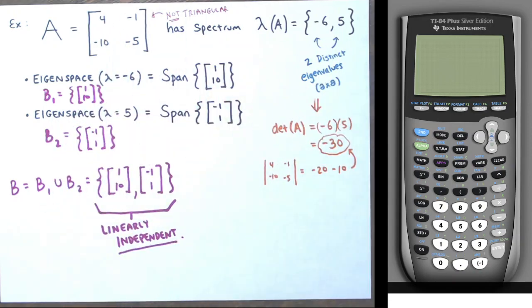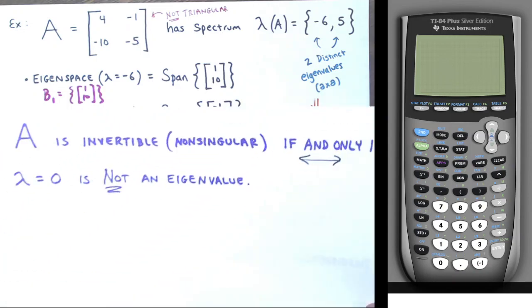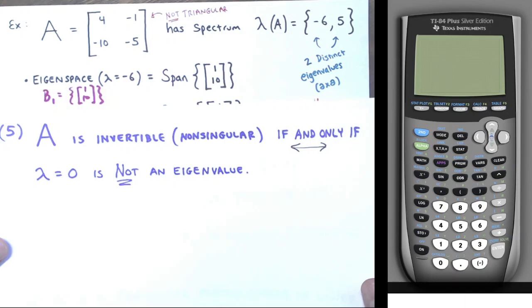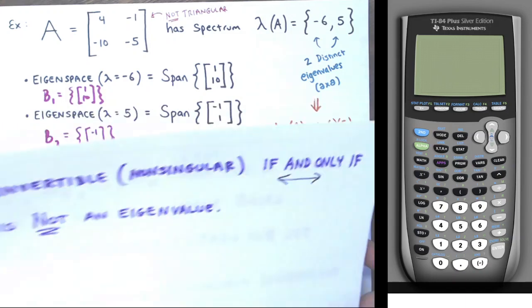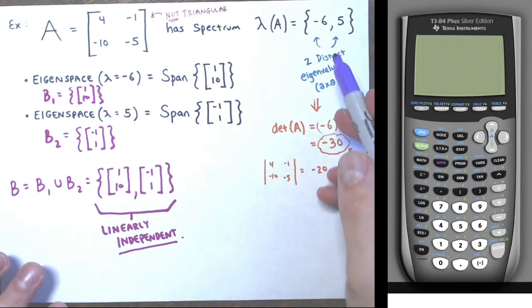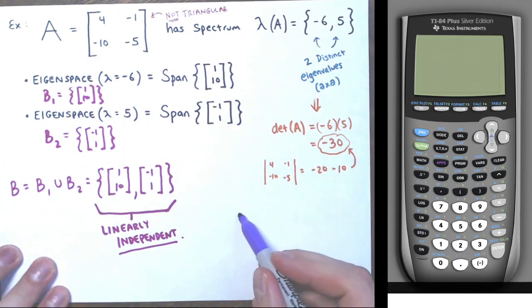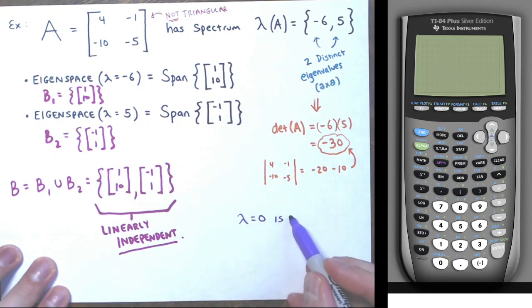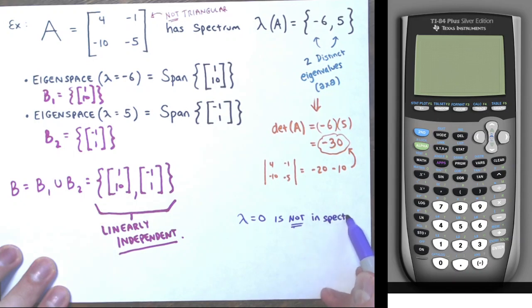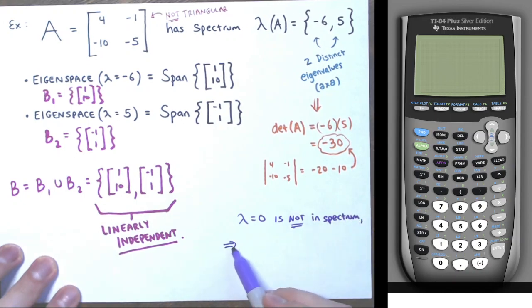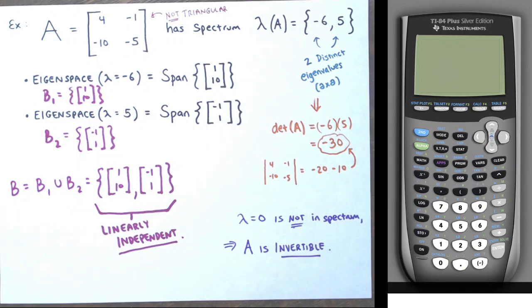And then finally, the fifth statement for this. Again, A is invertible if and only if 0 is not an eigenvalue. So I'm saying in the spectrum up here that it's clear that 0 is not an eigenvalue, or not in the spectrum. So A is, again, invertible. And you can find its inverse, and that would be pretty easy to find here. It's only a 2 by 2.